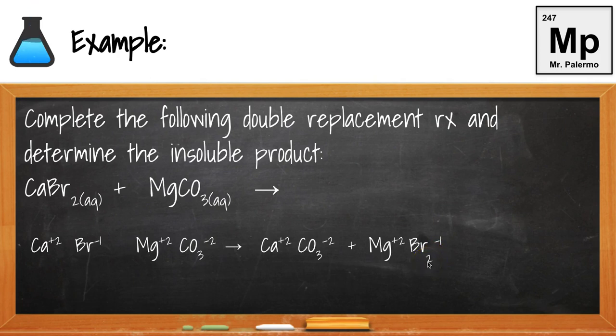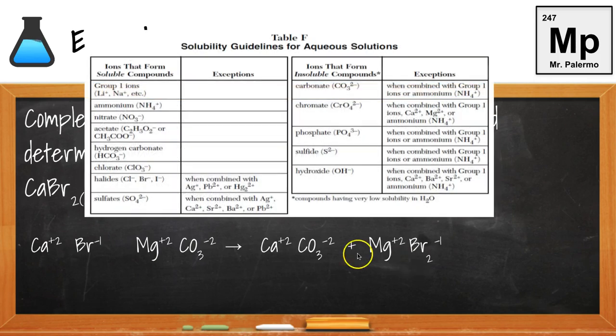Now let's bring up table F. Let's look up CO3. I see that's here. This is in the insoluble column, so that means it doesn't dissolve. Let's check our exceptions. Except when combined with group 1. Well, calcium is a group 2, so that's not going to be an exception, and obviously it's not NH4, so this is going to be an insoluble product. That's going to form our solid precipitate.